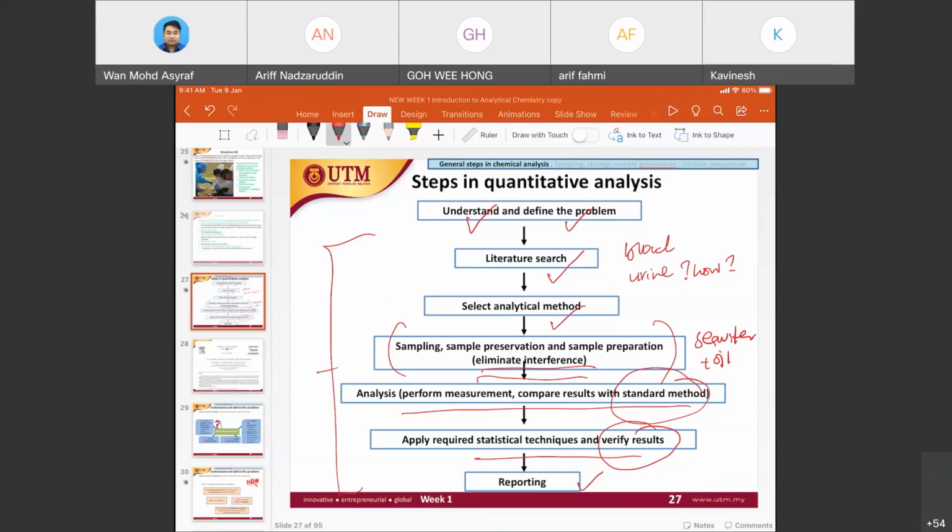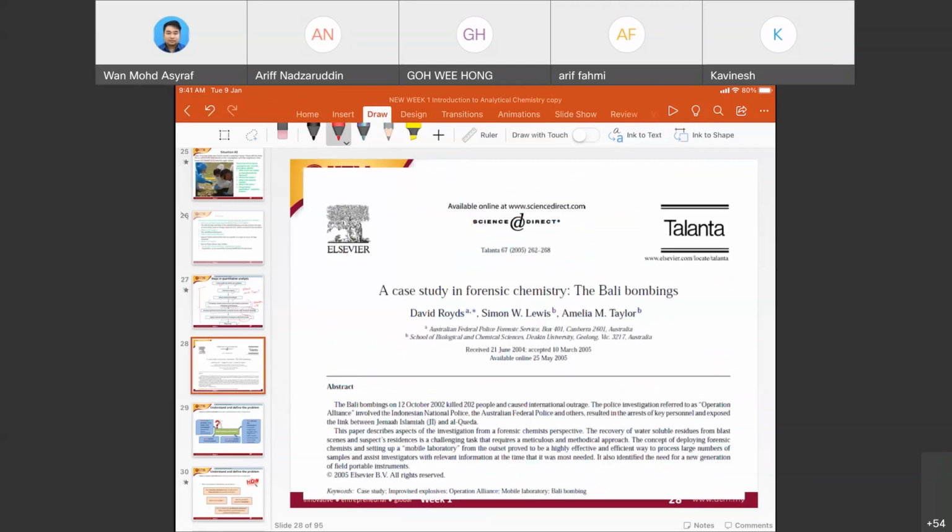Cuma ada something, contohnya macam statistical techniques ni tak adalah untuk qualitative analysis because it's just for you to identify. But the flow is the same. You still need to find the literature, you still need to sample it right, preserve it right, and prepare it right. Okay, so this is the example of something kalau kita kata literature search tadi.